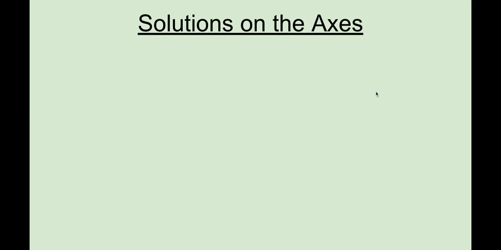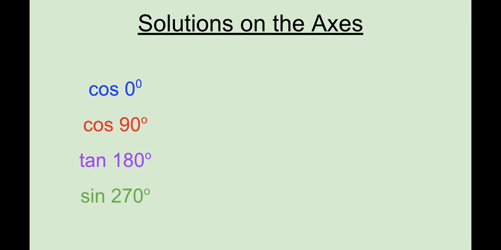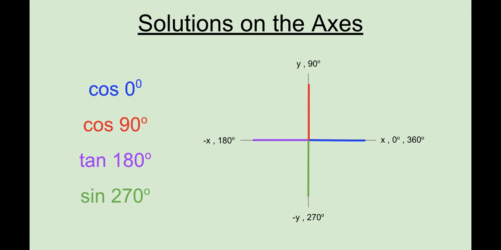All right. So now, what if we were to look at things on the axis? So, for instance, cosine of 0, that's a positive x-axis. Or cosine of 90, that's the positive y-axis. Or let's say tan of 180, that's the negative x-axis. Or sine of 270, again, that's the negative y-axis. Well, if I were to graph these, the positive x-axis is 0 would be right there. The 90 would be right there. Then 180 is the negative x-axis. 270 is the negative y-axis. And so you notice the problem here.